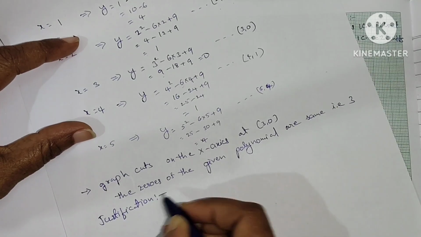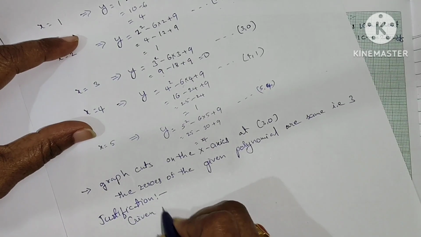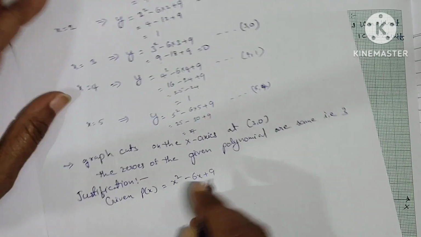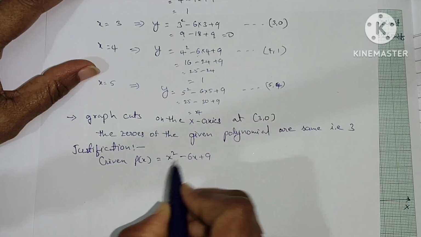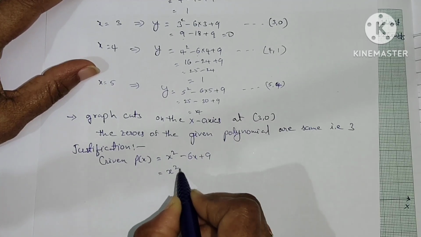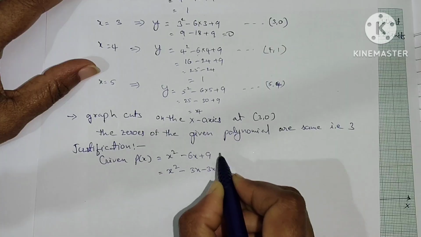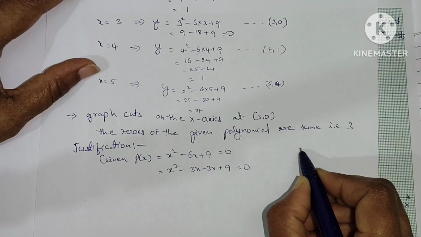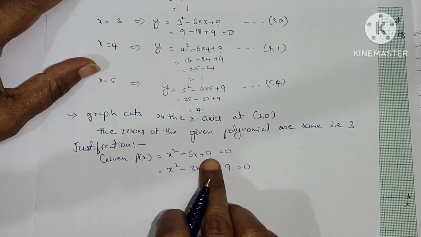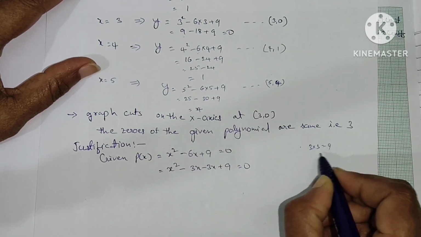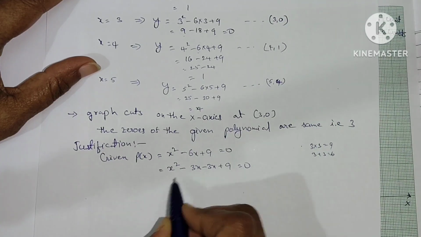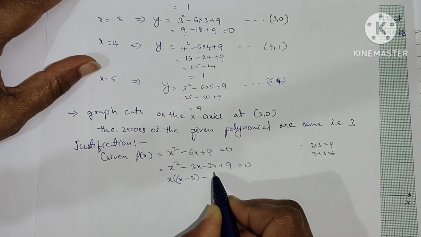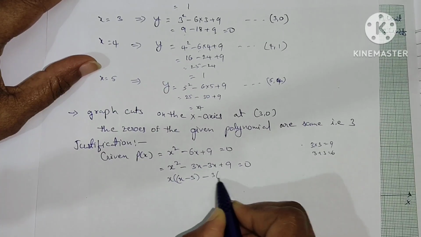So justification means, first, given p of x equal to x square minus 6x plus 9. So x square minus 6x plus 9. This one we first split the middle term, x square minus 3x minus 3x plus 9 equal to 0, because the x coefficient is minus 6. Minus 6 means 3 into 3, 3 threes are 9. 3 into 3 is equal to 9, 3 plus 3 equal to 6. So we use this one. So here we take common x. x into x minus 3 is there. Again we take common minus 3, x minus 3.